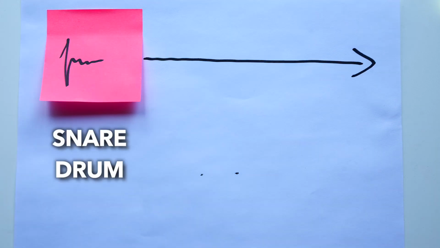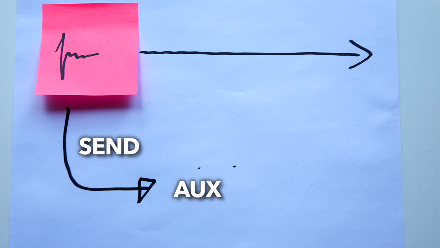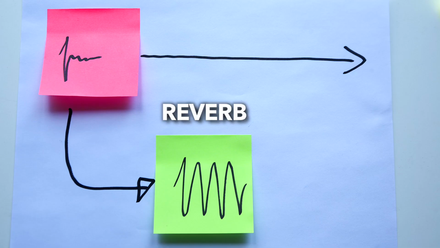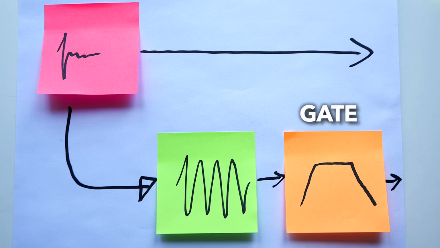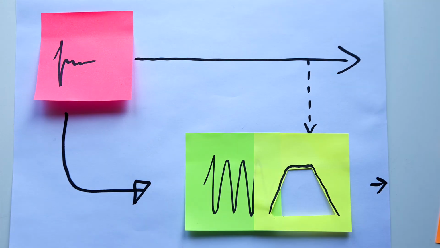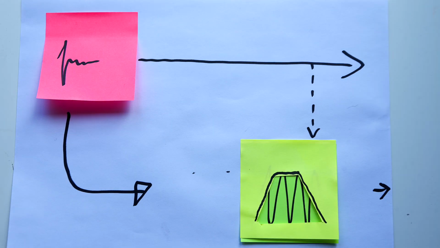So how does gated reverb work? Well, the process is pretty simple. Let's say you want to apply that effect on a snare drum. Well, you send that snare drum signal to an aux using a send, and you apply the reverb of your choice on that send, on that parallel track. And so after the reverb, you're going to insert a gate, and that gate is going to choke the reverb tail, but keep the early reflections.